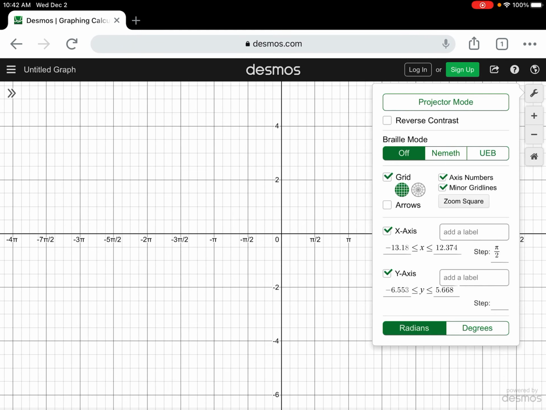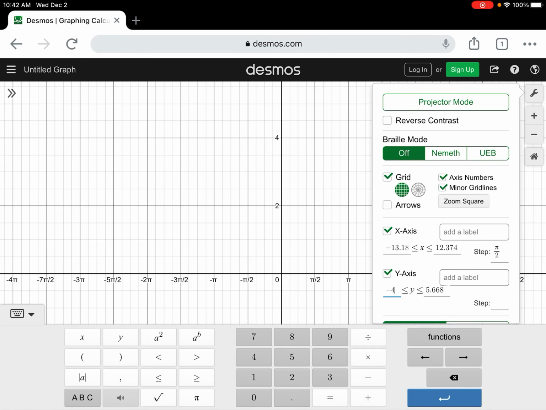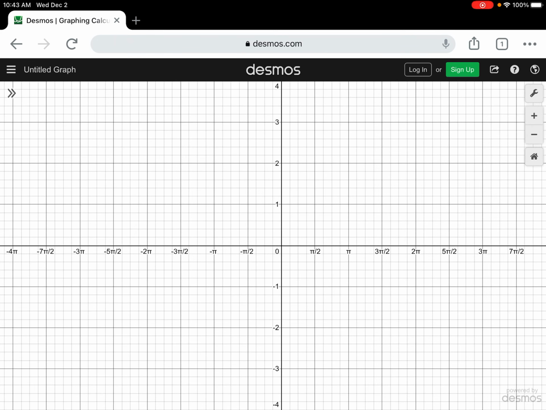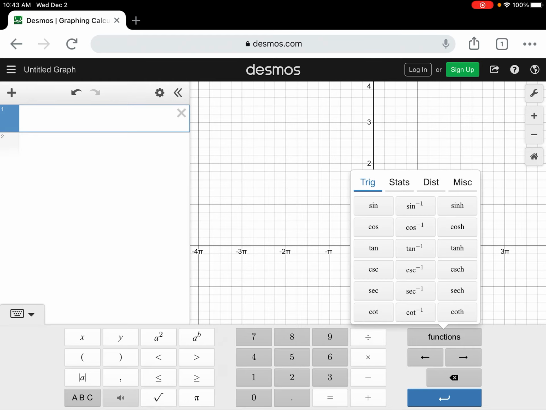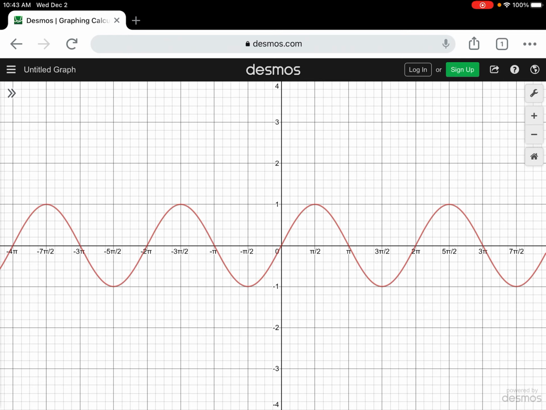Now if I go back here and I want to go, let's say, -4 to 4, it's just that simple. And then if you want to hide this, you can just click on there. All right, so I'm going to graph the basic sine curve. I just click in there, function, sine, x right there, and close parentheses, and there's my sine curve. Again, if I hide this, I get a pretty good picture.